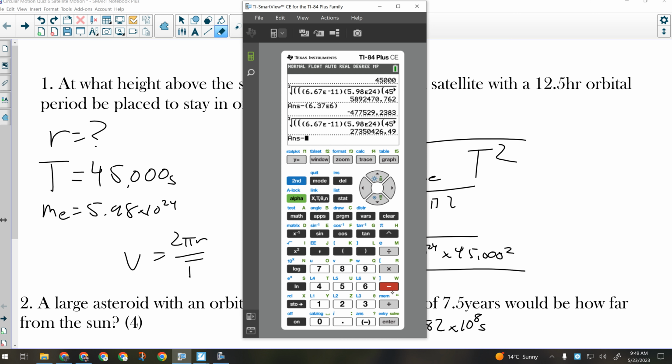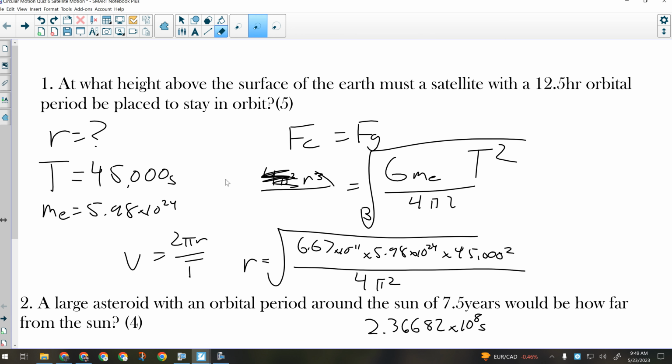Better. Now we'll subtract 6.37 times 10 to the 6. Okay, so we're going to be left with 2.10 times 10 to the 7. Okay, that would be our answer there. Everybody all right with that one? You probably struggled less than I did.